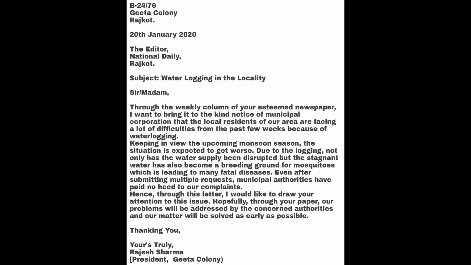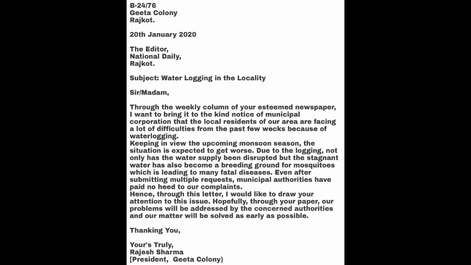So through the weekly column of your esteemed newspaper, I want to bring it to the kind notice of the municipal corporation that the local residents of our area are facing a lot of difficulties, right? So here the writer of the letter has just given an introduction regarding the problem. Which problem are they having? Waterlogging in the locality, right? So it is very important for us to introduce the problem in the first paragraph.